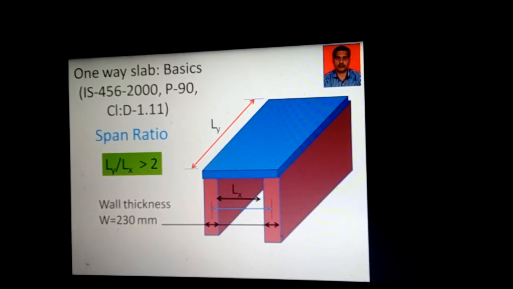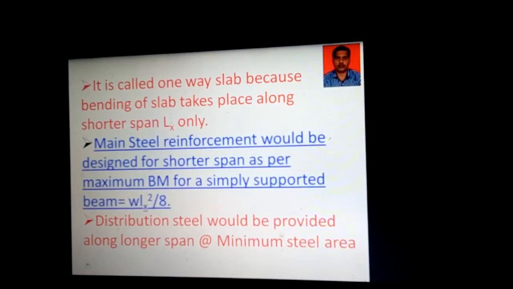So we can define a one-way slab. It is called one-way because bending of the slab takes place along the shorter span Lx only. So out of the two dimensions, the width and the length, the shorter span and the longer span, the more important is the shorter span because this span is going to bend in a one-way slab.